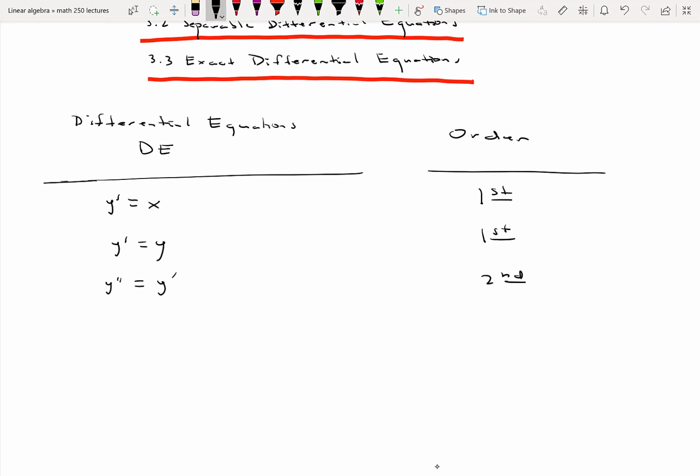Suppose I have y double prime plus y equals 0. That's a second order differential equation. So the order of the differential equation is the highest order of derivative that's in the differential equation. So if the highest order derivative is 2, then whether or not the differential equation has any lower orders in it, namely the first derivative or the 0 derivative of the original function, it's called a second order differential equation.